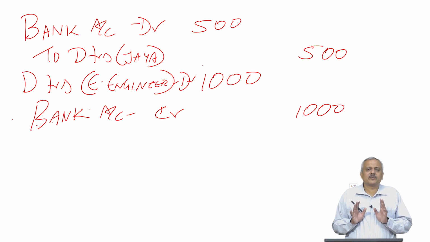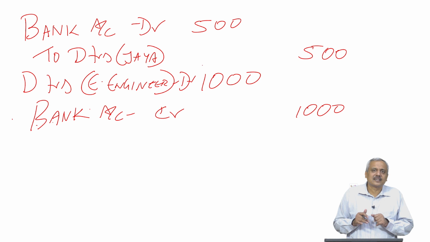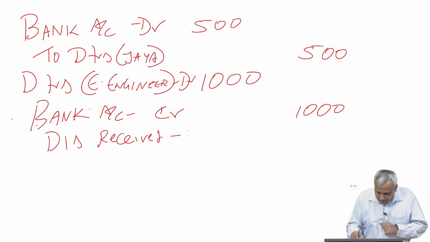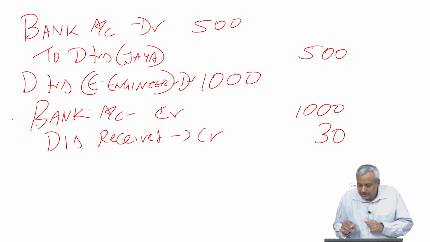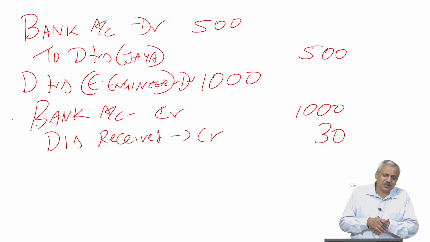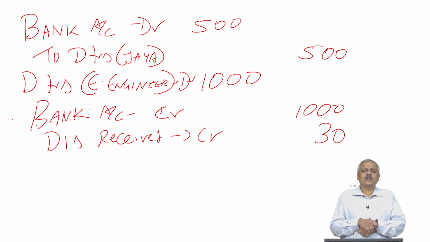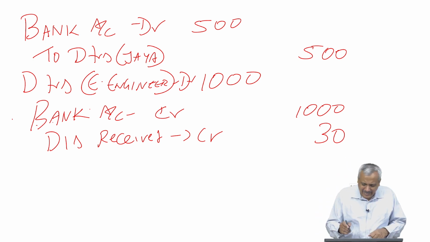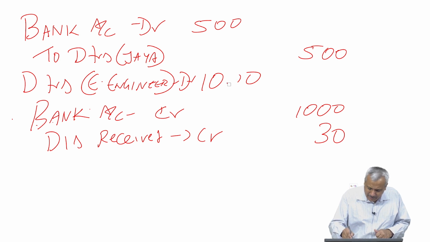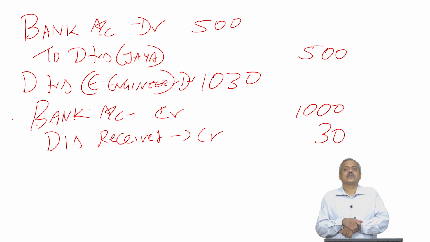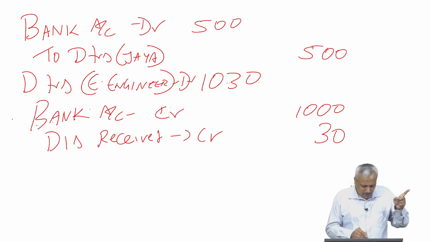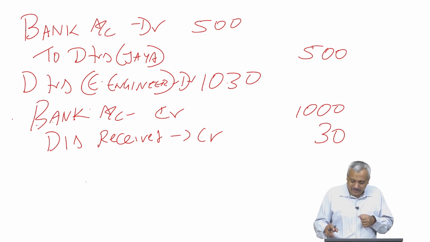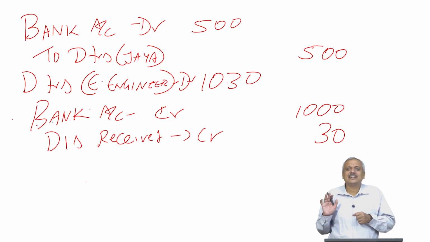So when I have received a discount, debit all expenditures and losses, credit all incomes and gains: discount received, credit, I have got 30. Now what is the total money that you owe E engineer? You earlier owed him 2000 rupees. Now you do not owe 1000, you owe him only 970 rupees. Because 1000 rupees you have paid in cash, and 30 rupees you have received as discount from him.